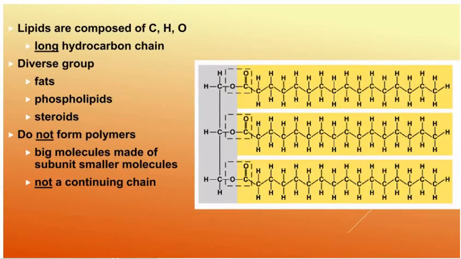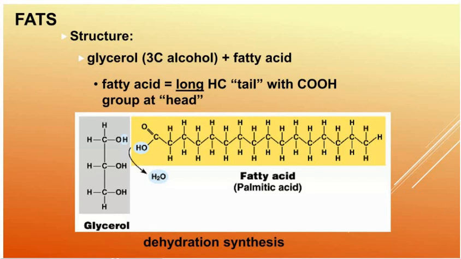Now lipids. Lipids are composed of carbon, hydrogen, oxygen, with long hydrocarbon chains. A diverse group: fats, phospholipids, steroids. They do not form polymers. They are big molecules made of smaller subunit molecules, not a continuing chain. Look at here, fats: structure is glycerol, 3 carbons, plus fatty acids. Fatty acids are long hydrocarbon tails with a COOH group at the end. Look at the palmitic acid, a fatty acid.